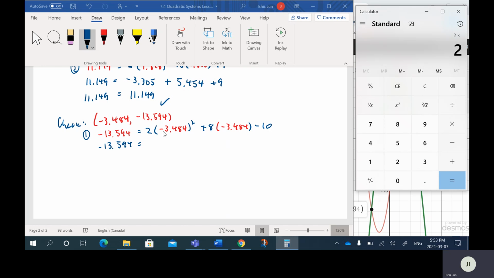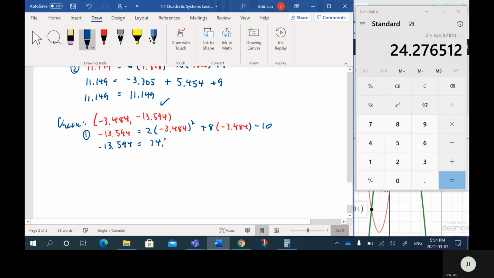All right, so 2 times negative... Now, the thing is, I'm not going to bother punching the negative sign into my calculator because negative times negative is still positive. So this number here squared is the same as positive 3.484 squared. Hopefully that makes sense. Right, because when you multiply 2 negative numbers together, you get a positive. When you multiply 2 positive numbers, you get a positive. So 3.484 squared. So that's going to equal 24.27. Let's round it to 7.